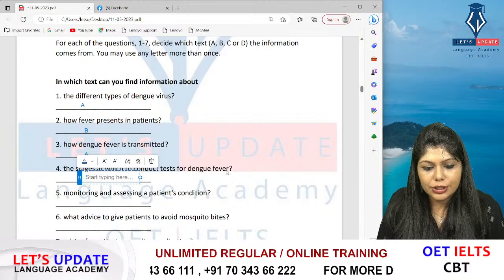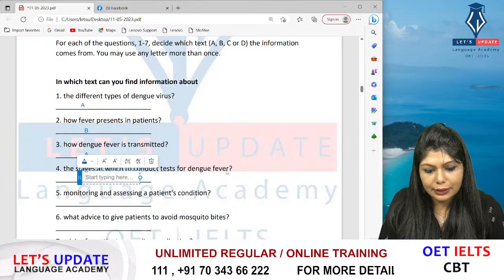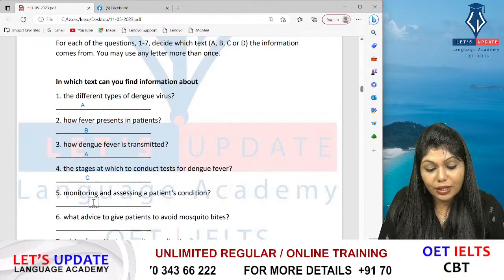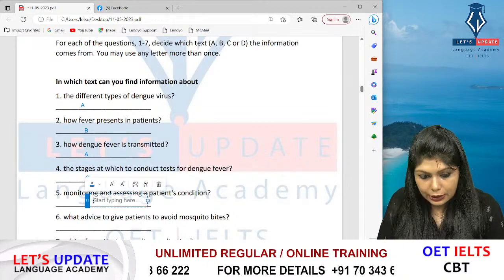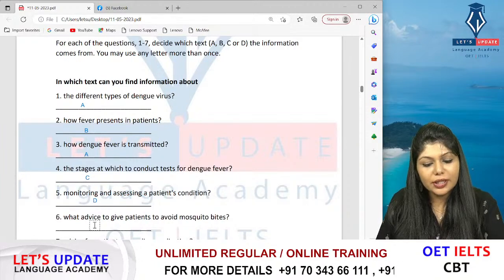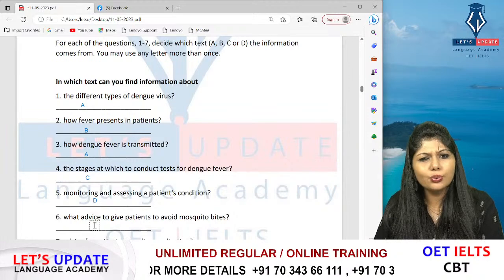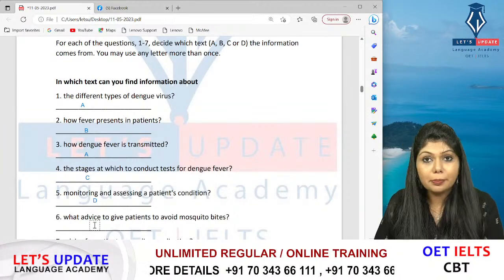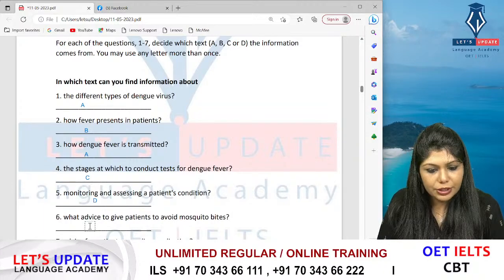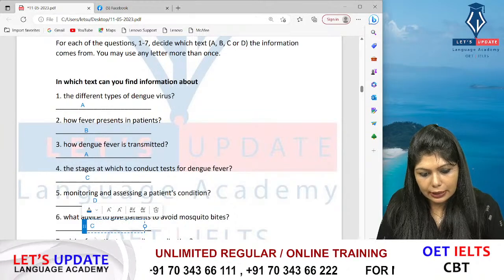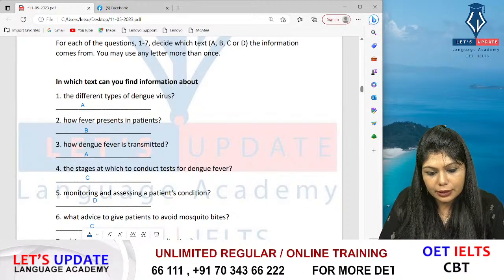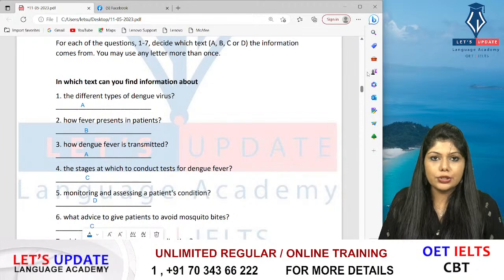Fourth question, the stages at which to conduct tests for dengue fever. About the test, they have mentioned it in part C, and then monitoring and assessing a patient's condition. Yeah, that was in part D. Then question 6, what advice to give patients to avoid mosquito bites? To use, I think, mosquito repellents, so insect repellents, etc. That was, yeah, information in part C. And then the last question, advice for patients regarding medication. That is again in part D. Okay, what type of medication to use or not use.